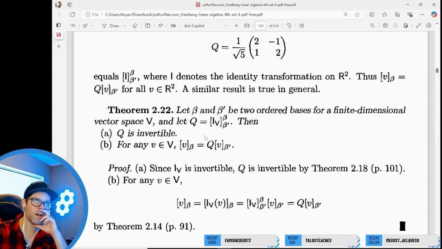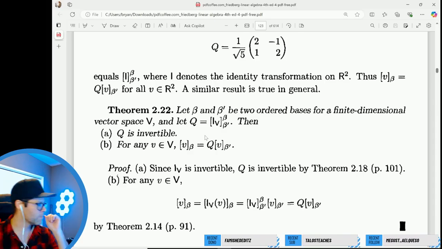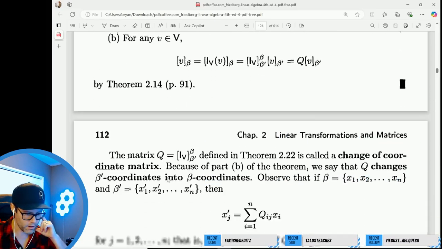Okay, so how do I remember this? I remember that the basis that we start with is on the bottom, and the basis that we're trying to get to is up top. So that's the notation that they're using here. Yeah, from B prime to B, exactly. That is exactly how I think that they're thinking about this.